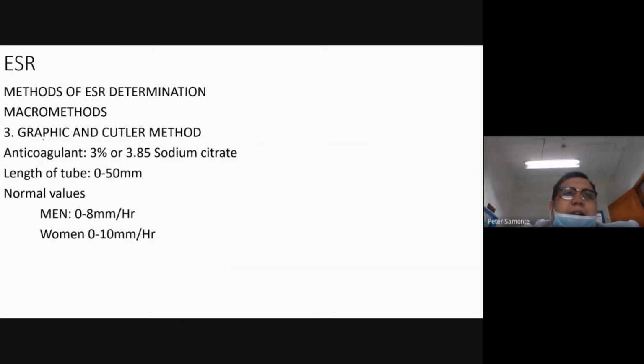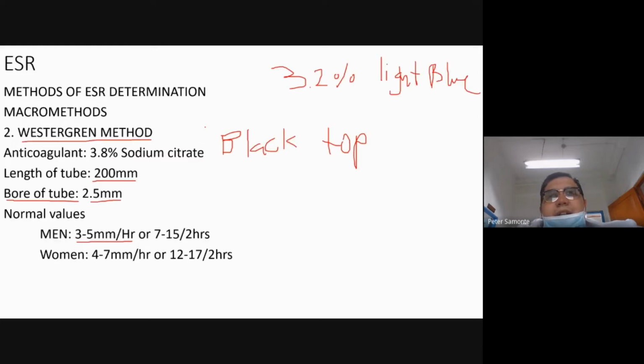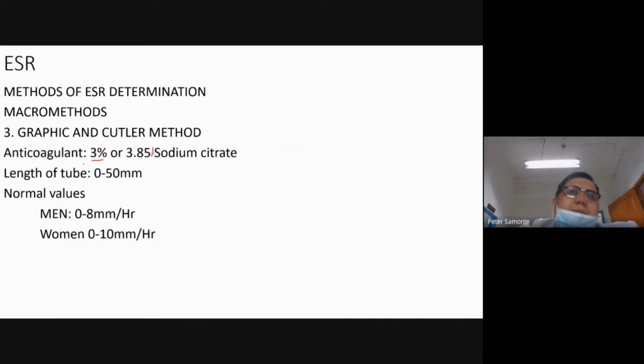Another method would be your Graphic and Cutler method. So in your Graphic and Cutler method class, you would be using 3% or 3.85% sodium citrate. The length of the tube is 0 to 50 millimeter. Normal value for men is 0 to 8 millimeter per hour. For women, it is 0 to 10 millimeter per hour. Itong Graphic and Cutler class, hindi ko pa ito na-encounter sa laboratory. So maybe in some countries ginagawa nila to, but for the Philippines, for the US, ang ginagamit nila is either your Westergren or your Wintrobe-Landsberg.